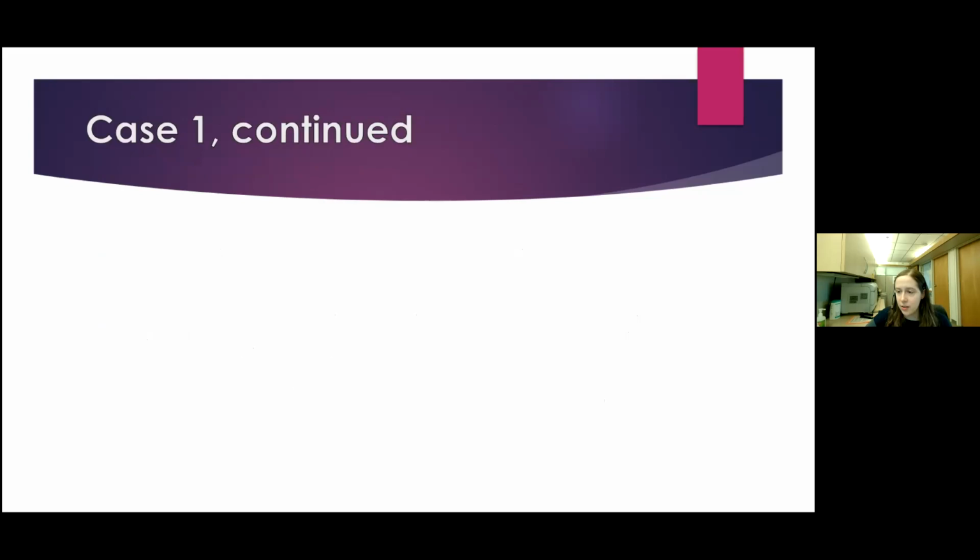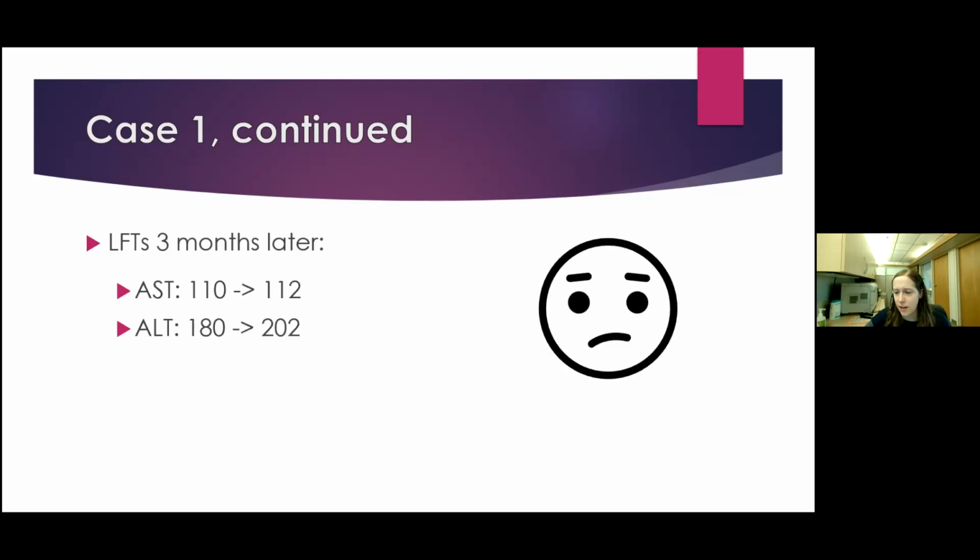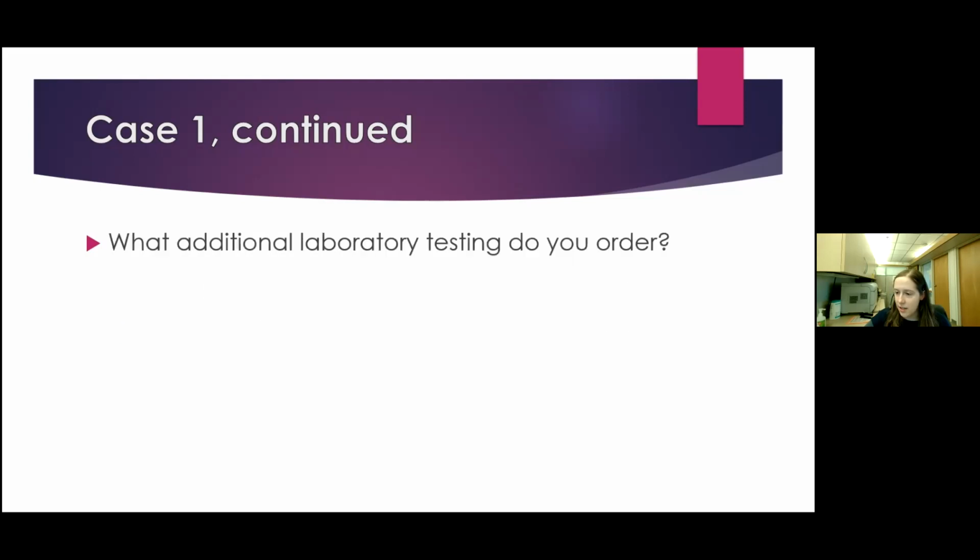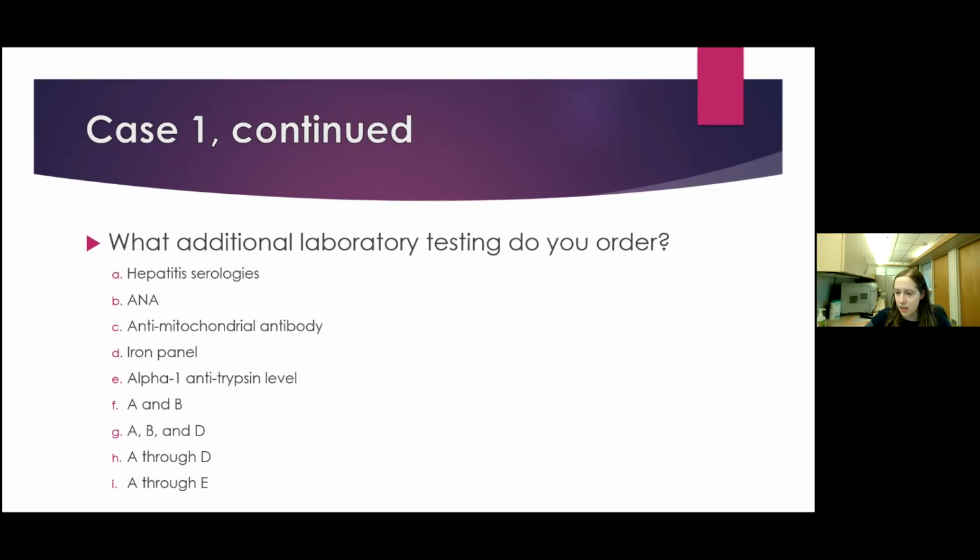So in this particular case, after assessing his risk factors for liver disease, you decide that you want to recheck his LFTs in a few months. So you recheck them in 3 months, fingers crossed that they would improve, but they have not. AST is stable at 112, ALT a little bit higher at 202. So now I want to ask y'all what additional lab testing you'd be ordering today at your visit. And I'll give you a minute to read through these different options.